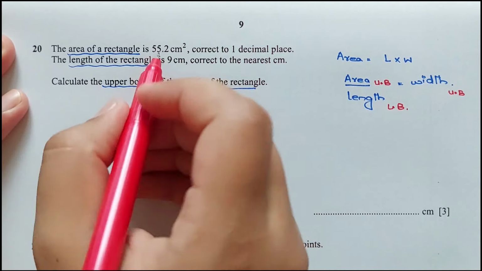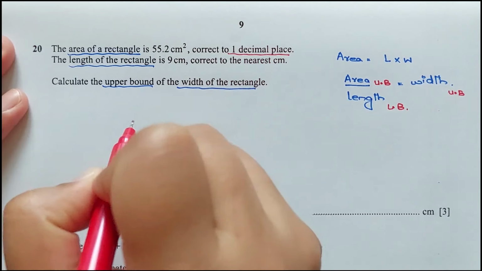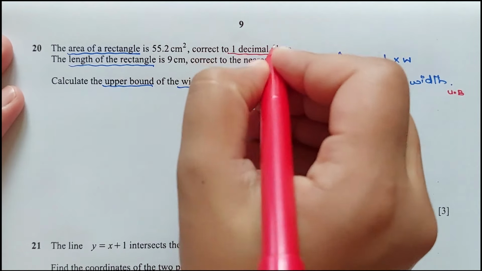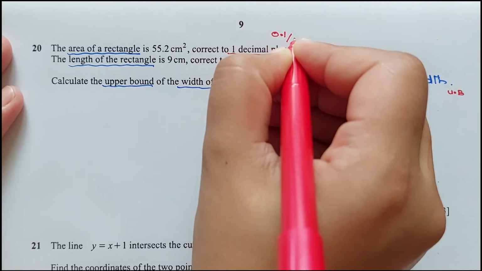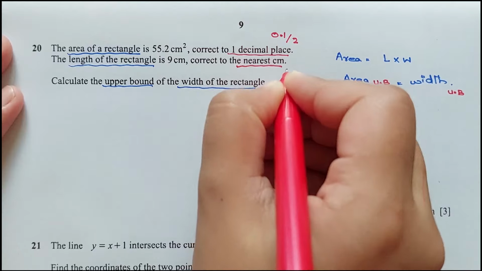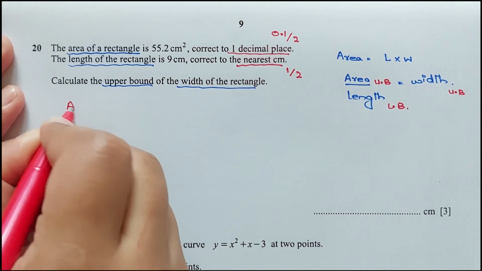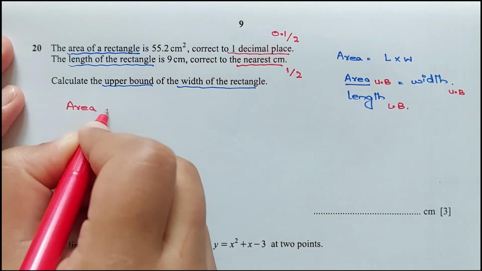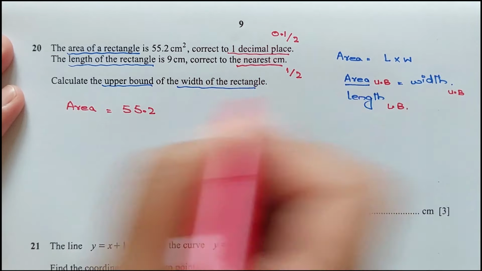So the area is 55.2 centimeters square, correct to one decimal place. It means for upper bounds, one decimal place is 0.1. So we have to divide it by 2. And correct to the nearest centimeter, 1 centimeter is 1 over 2. Right? So area is 55.2. So work on the upper bound.